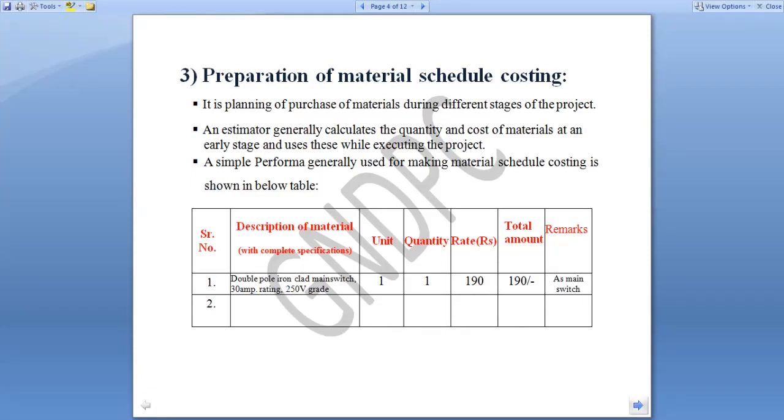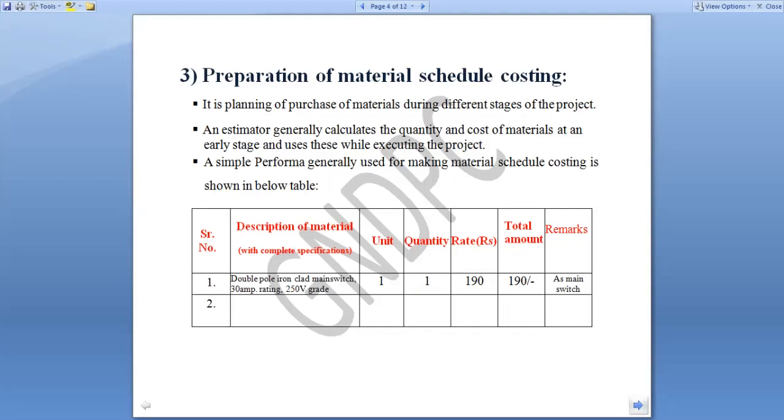Now, as we are seeing, it is planning of purchase of materials during various stages of the project. An estimator generally calculates the cost as well as the required quantity of the materials at an early stage before he is executing the project.